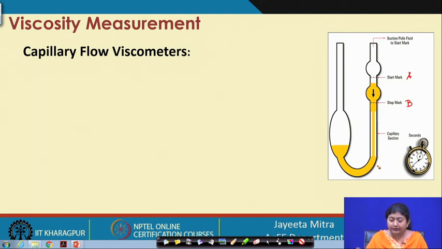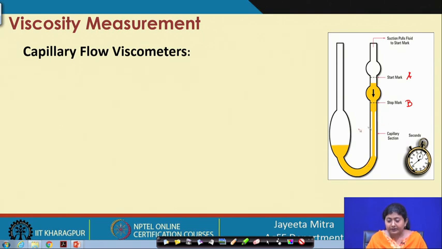Then we can determine this diameter and radius. From that we can identify the volumetric flow rate, and during the calibration we find out the diameter and the time taken for that known viscosity to pass through, and then we try any unknown liquid through this.